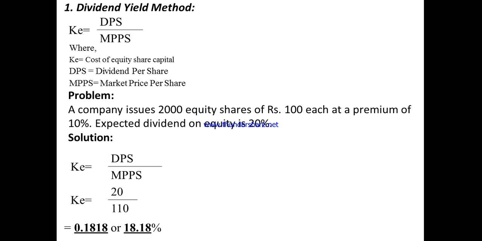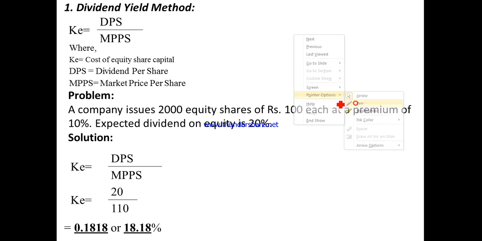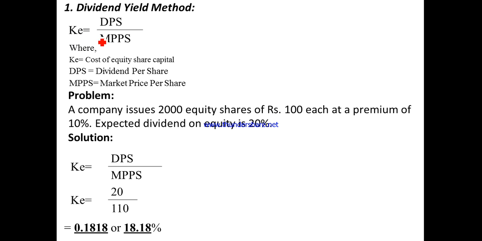Now let us see the first one, the dividend yield method. In the case of the dividend yield method, cost of equity equals DPS divided by MPPS. KE equals cost of equity share capital, DPS equals dividend per share, and MPPS equals market price per share. So let us take an example.